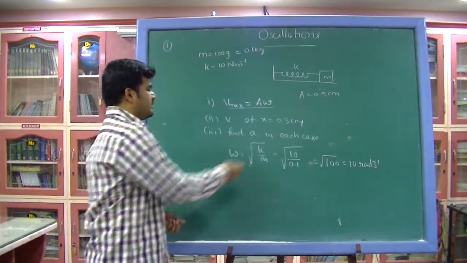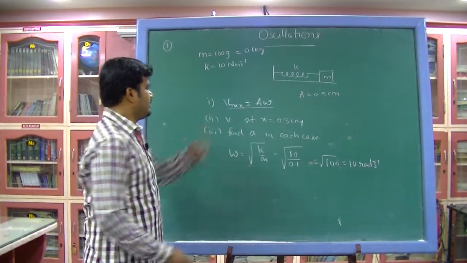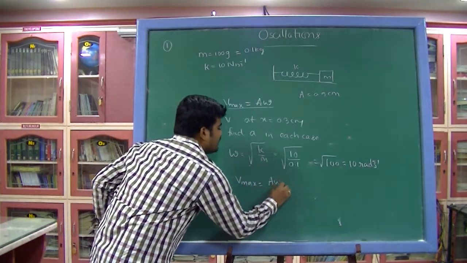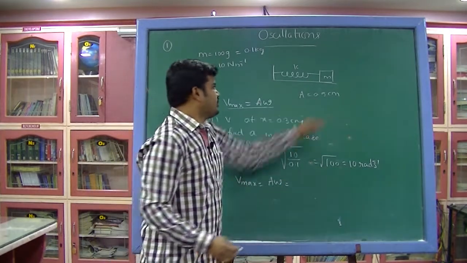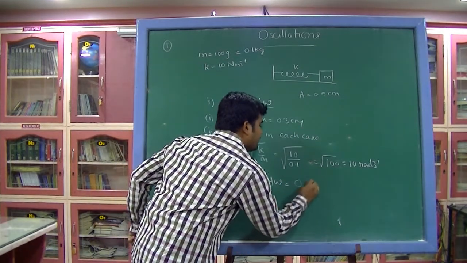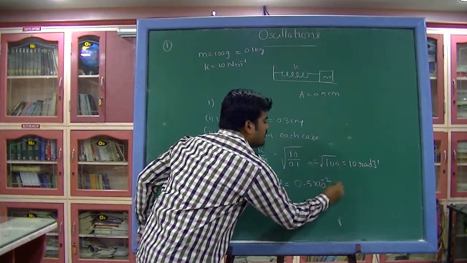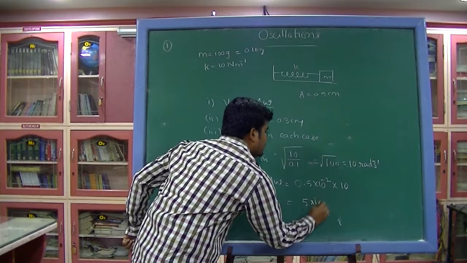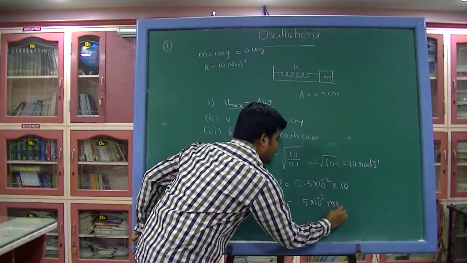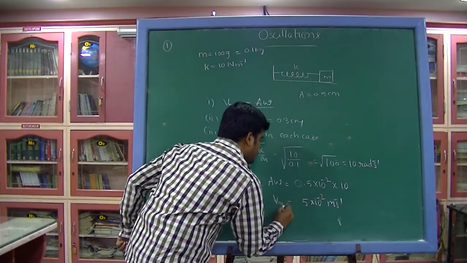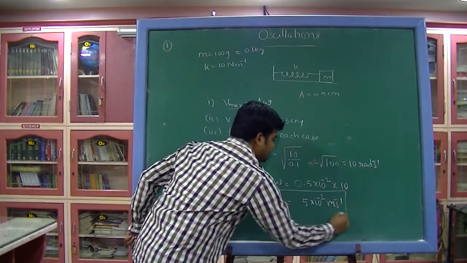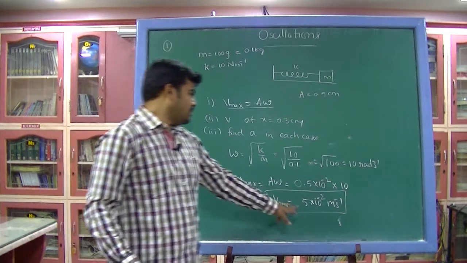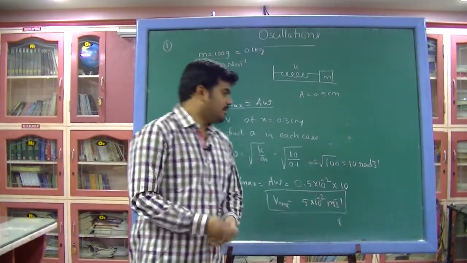Now, let us get the value of A omega, that is V maximum. V maximum is equal to A omega, where A is given as 0.5 centimeters. So, 0.5 into 10 to the power of minus 2 meters into omega value 10. It will be 5 into 10 to the power of minus 2 meter per second. This is the answer for the first part of the problem: V maximum is 5 into 10 to the power of minus 2 meter per second.